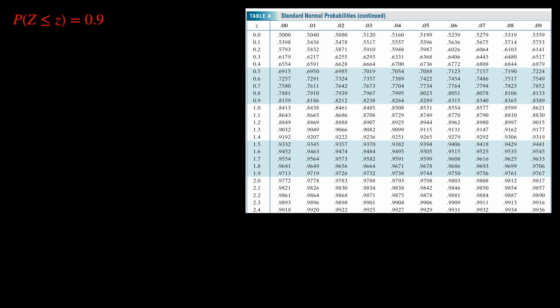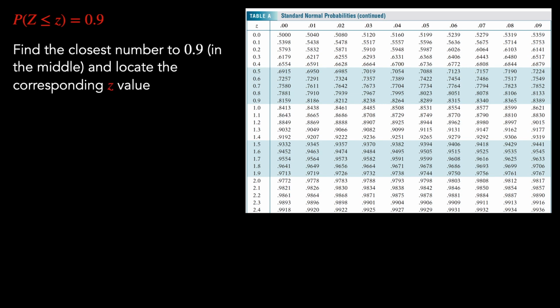When we're given the probability, we look in the middle of the table. We find the closest number to 0.9, and then we find the corresponding z value. If you look in this table, searching around, you see that the closest number to 0.9 is 0.8997. Then all we do is we look left and up. We see that z value is 1.2, and then to get the last decimal, we look up. So our z value is 1.28.